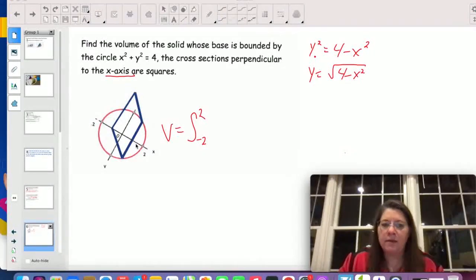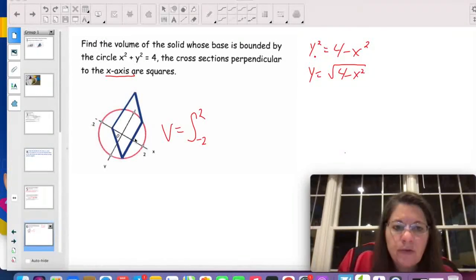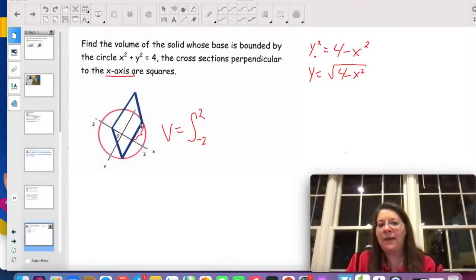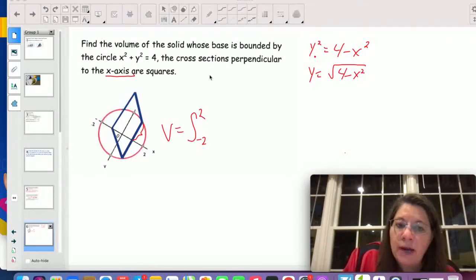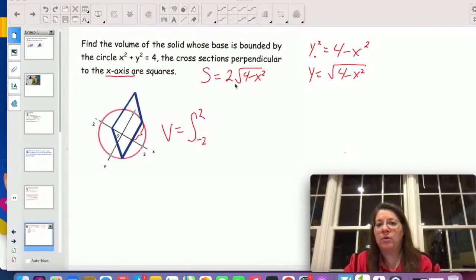What that means is, if this is my x value, then wouldn't this right here be my y value, because we go right x up y? Well, if this is what y equals, then wouldn't this portion be the square root of 4 minus x squared? Well, that's only half of the side of my square. So in order to get both sides of the square, I'm going to have to multiply this by 2 to give me this entire side. So the side of my square is 2 times the square root of 4 minus x squared.